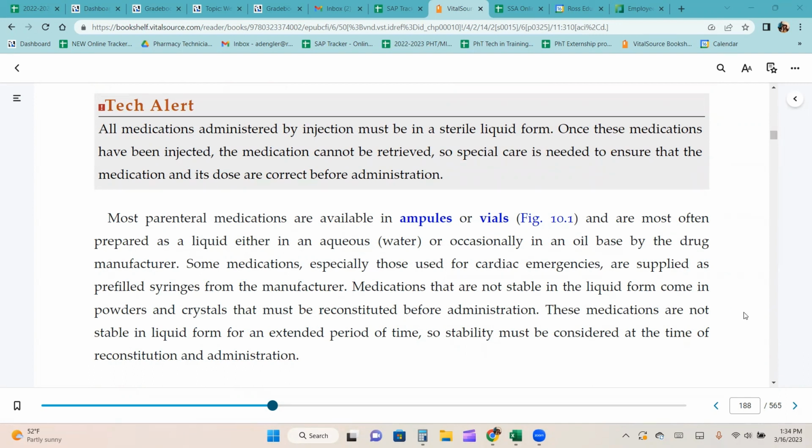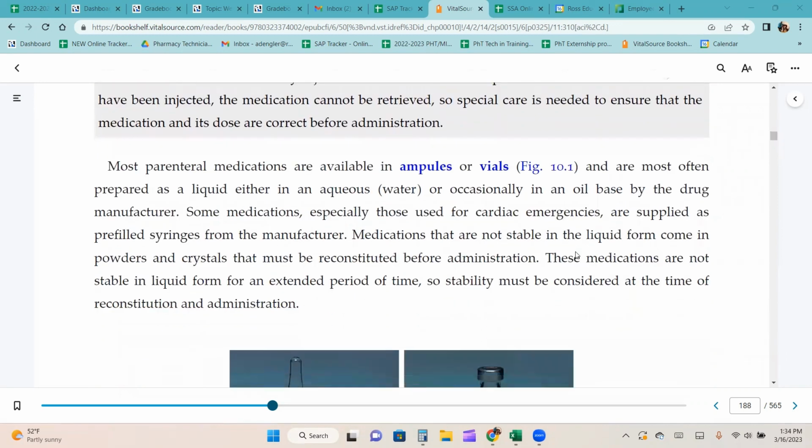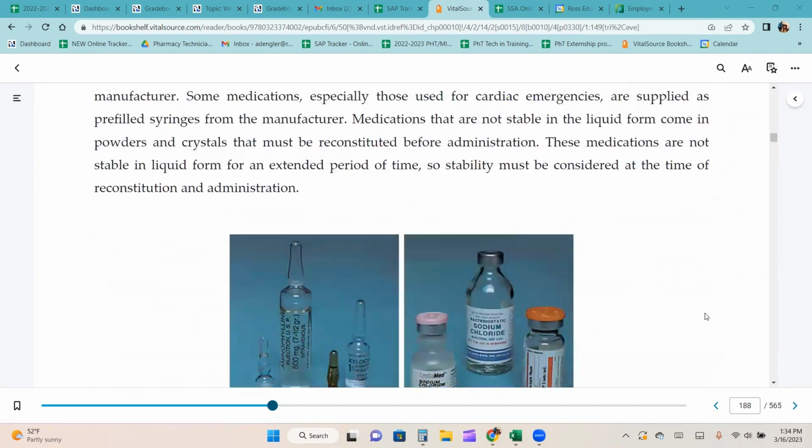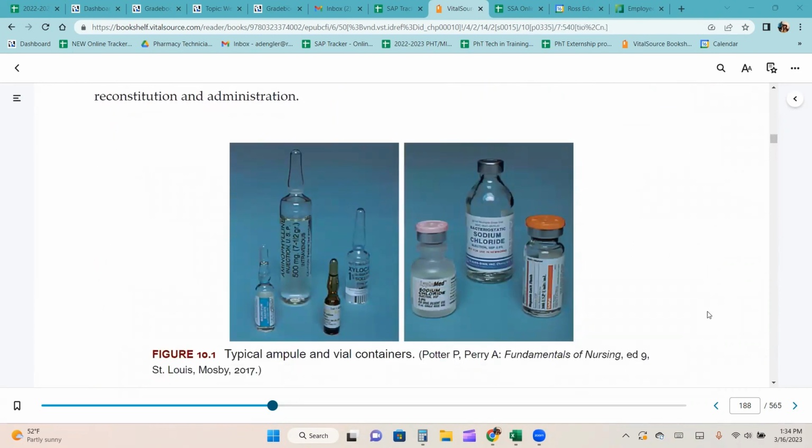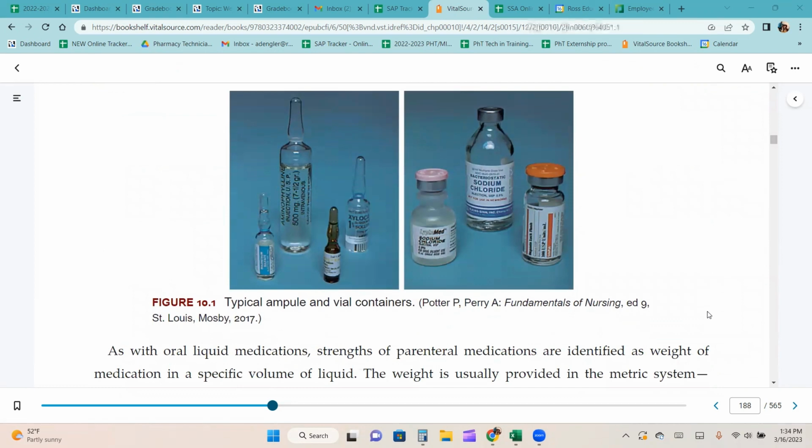Some medications, especially those used for cardiac emergencies, are supplied as pre-filled syringes from the manufacturer. Medications that are not stable in the liquid form come in powders and crystals that must be reconstituted before administration. These medications are not stable in liquid form for an extended period of time, so stability must be considered at the time of reconstitution and administration. Figure 10.1 shows typical ampule and vial containers.